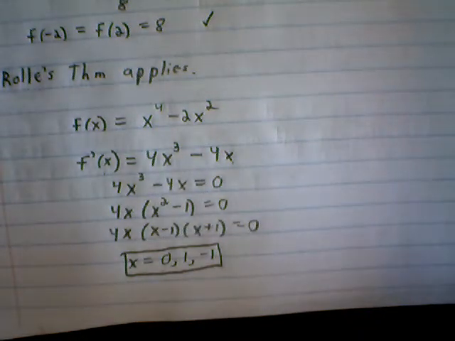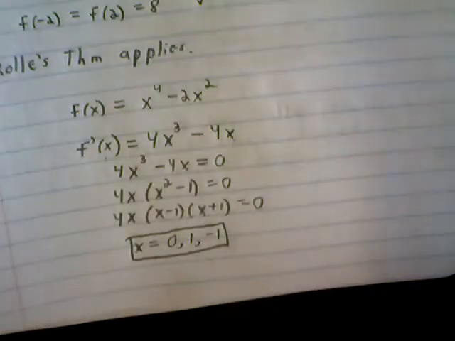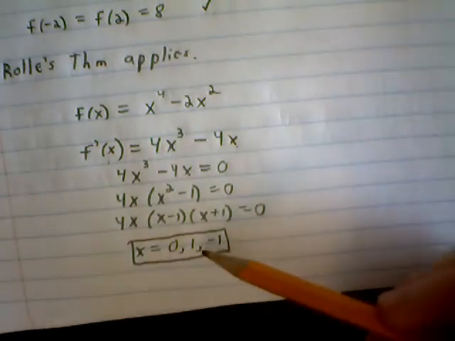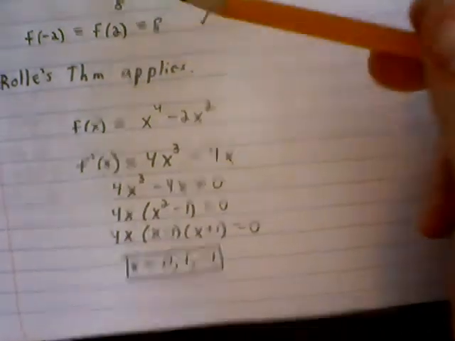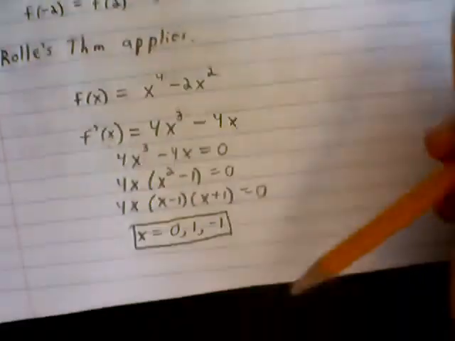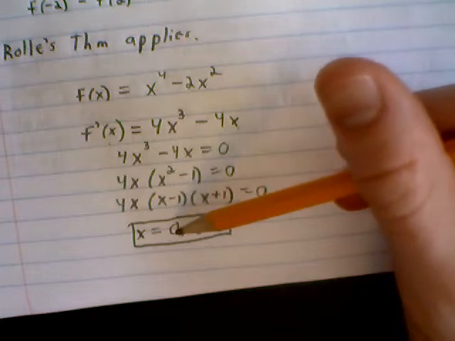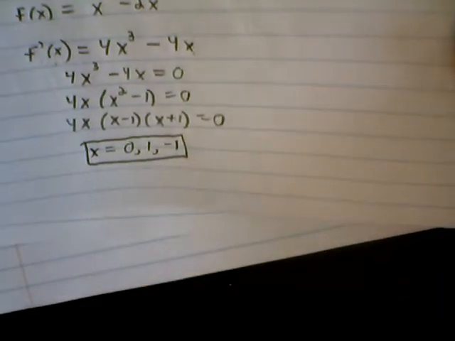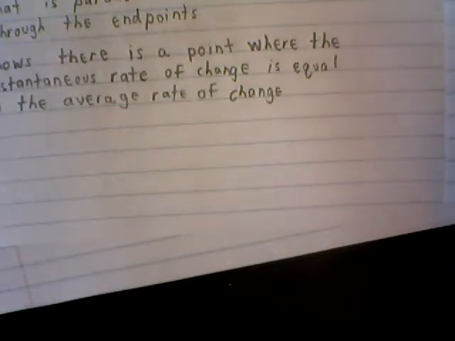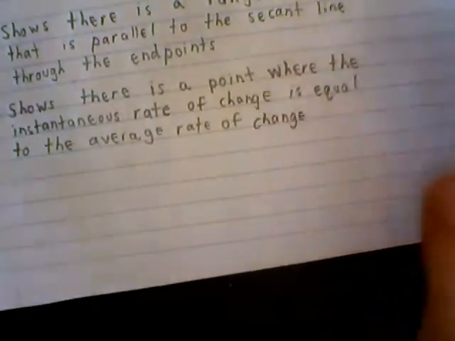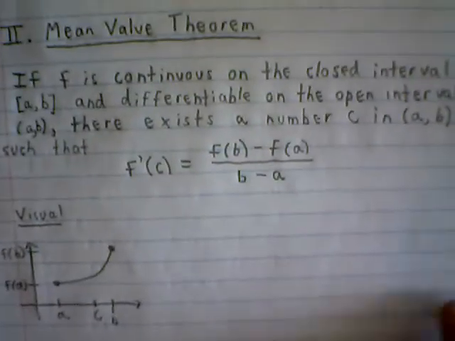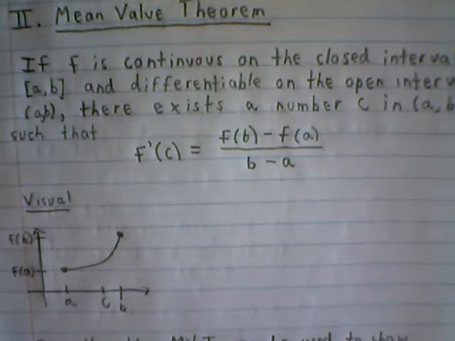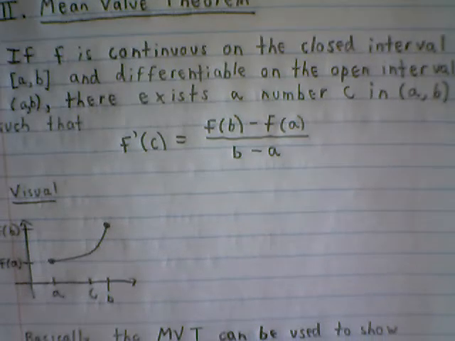All right. So this concludes Rolle's theorem. So if I were to graph this function, my endpoints would be at 8, and I would have horizontal tangent lines at these x values. All right. So now that pretty much concludes Rolle's theorem, and we are on to the mean value theorem. All right. This shows up on the free response section quite a bit for the AP test. So we'll be working a lot with the mean value theorem.